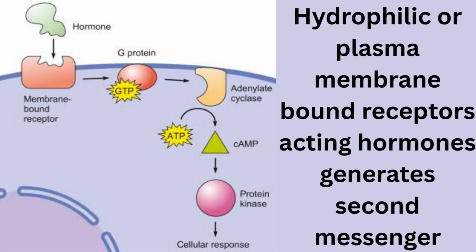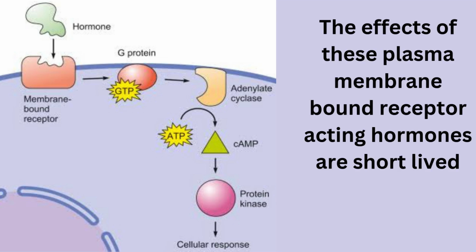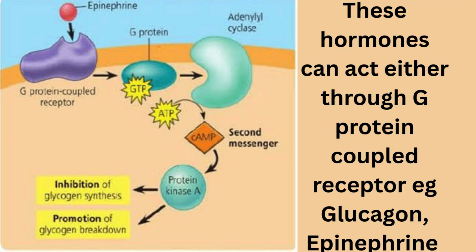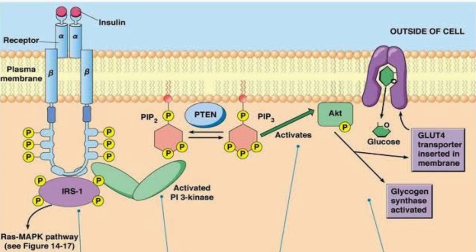Receptor-acting hormones generate a second messenger, which is involved in the effector mechanism of the hormone. That is, it is involved in activation and deactivation of several kinds of enzymes in a cascade of reactions. The effects of these plasma membrane bound receptor acting hormones are short-lived. These hormones can act either through a G protein coupled receptor, for example glucagon and adrenaline, or a tyrosine kinase receptor, for example insulin.